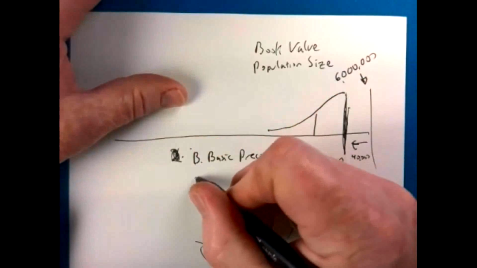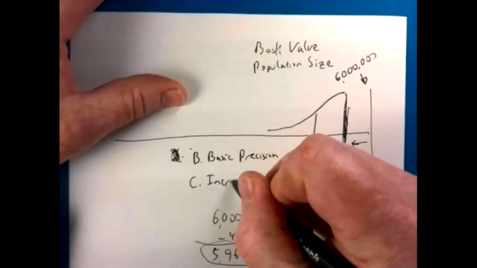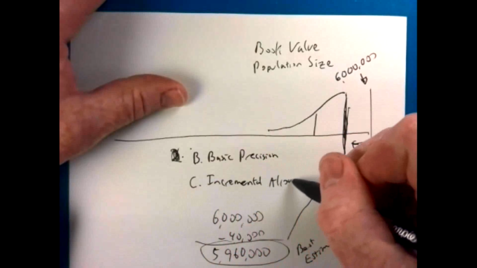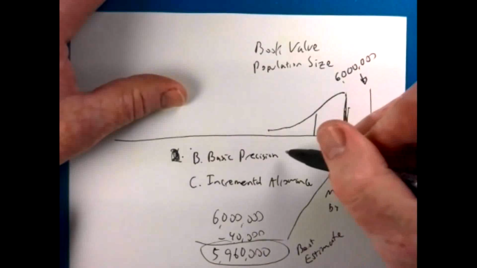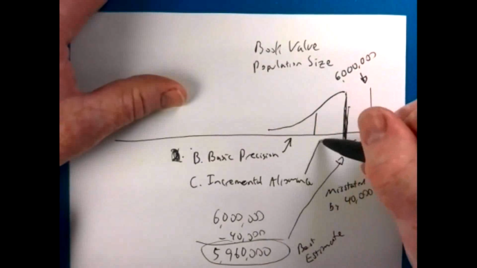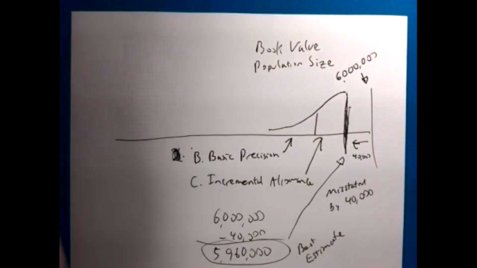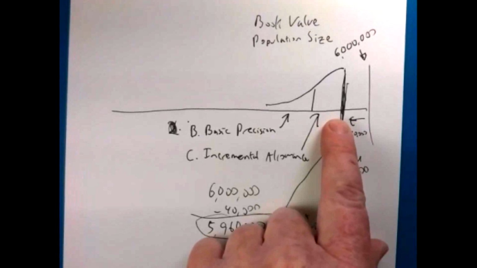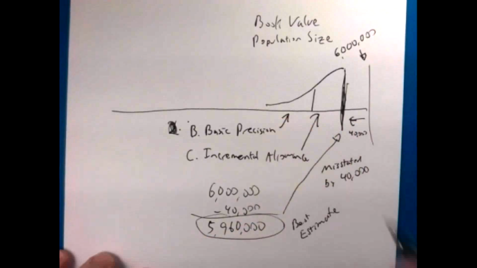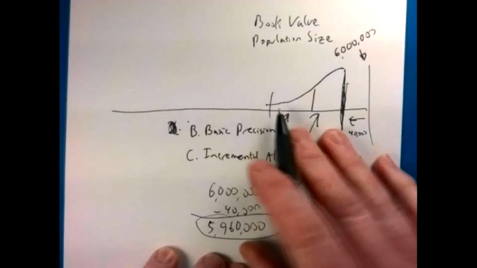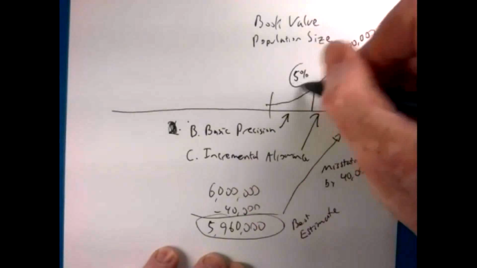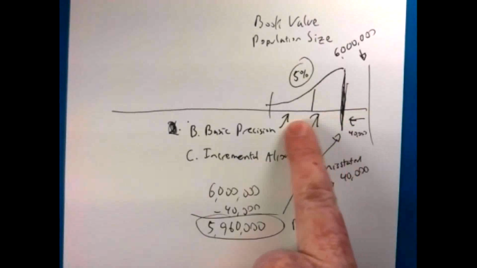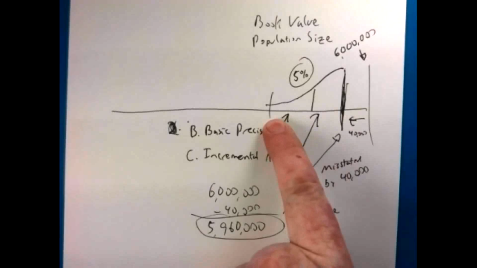Basic precision, and then C, incremental allowance. So these two things are going to say, okay, we know our best estimate is off by 40,000, but this is a sample, so it could be off by more. The question is, how much more? How much more could this be off at the 5% level or 95% accuracy level? So how much more could this be misstated because this is a sample?